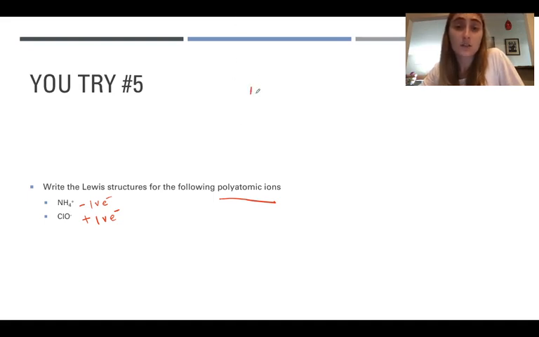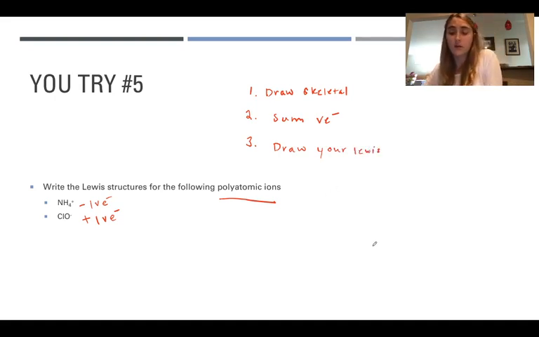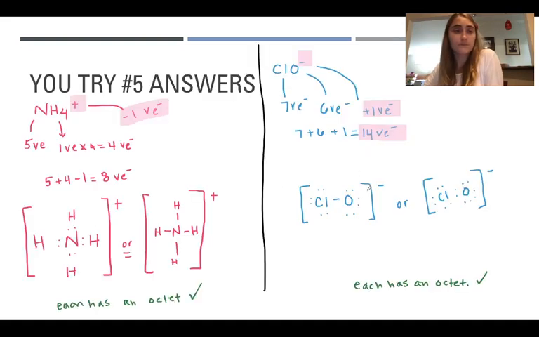So the first one is going to be draw your skeletal structure. Then after that, you're going to sum up your valence electrons, so you know how many you have to do. And then finally, you're going to draw your Lewis structure. Okay, so go ahead and pause, give this a go, and then we'll go over the answers.